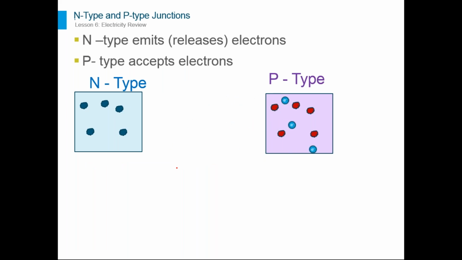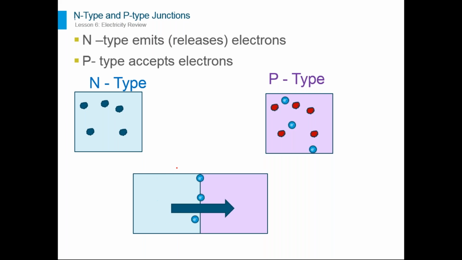If the two are put together, the current easily flows from the N-type to the P-type. It cannot reverse because the electrons won't move from the P-type to the N-type. When the two materials are put together, the place where they touch each other is called a junction.